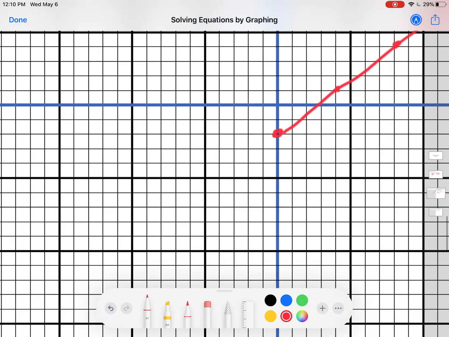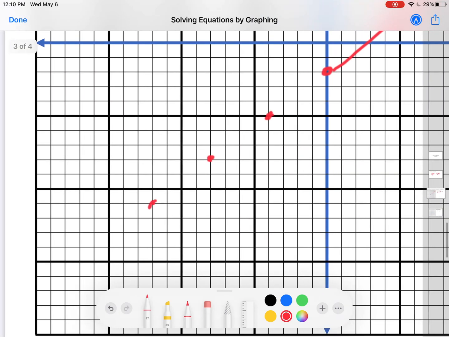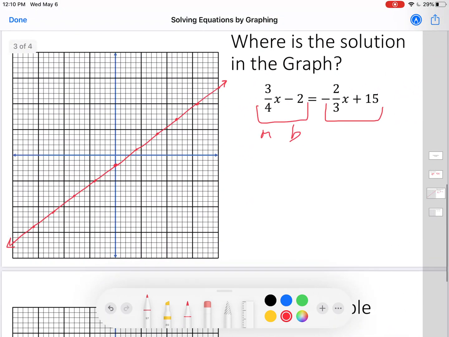But we're not done. We have to go in the other direction. Over 4 and up 3 again, in the other direction. Notice how this goes left and down. Left and down is negative, negative. Negative, negative is positive. Every point on that line is a solution to that side of the equation. Y equals 3/4 x minus 2.